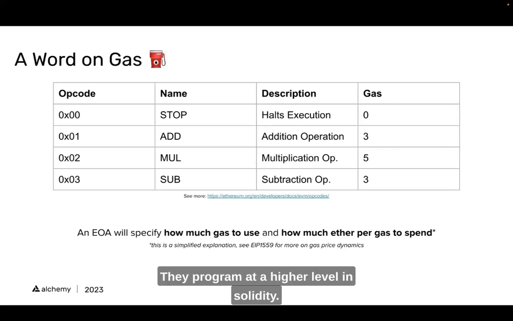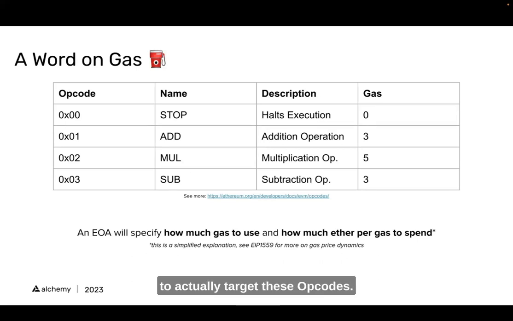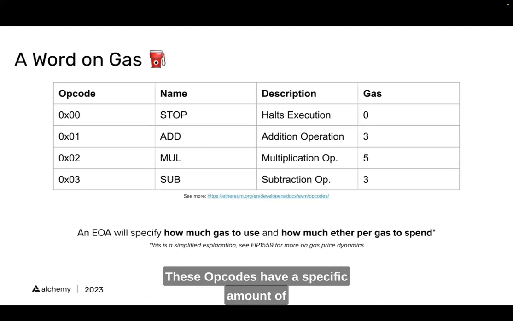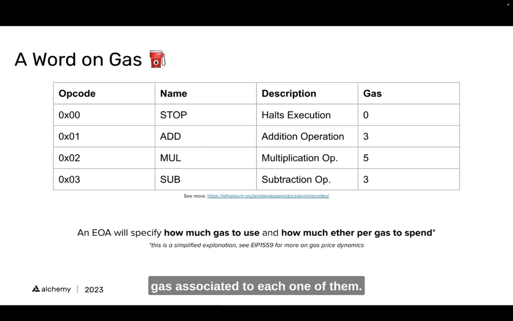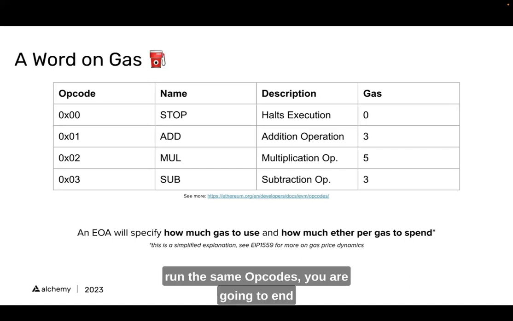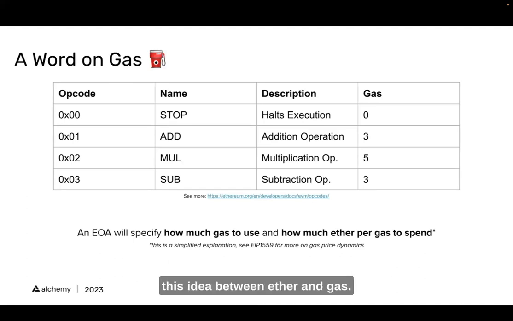They program at a higher level in Solidity, but your program gets compiled down to actually target these opcodes. These opcodes have a specific amount of gas associated to each one of them. So at the end of the day, if you run the same opcodes, you are going to end up with the same amount of gas costs. So that's important to differentiate this idea between ether and gas.